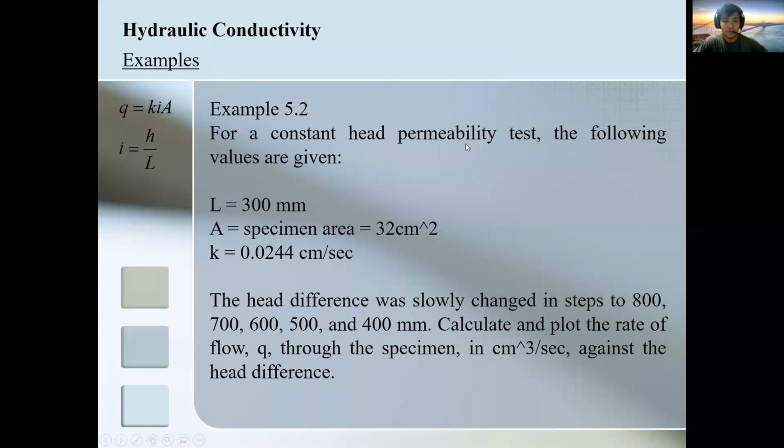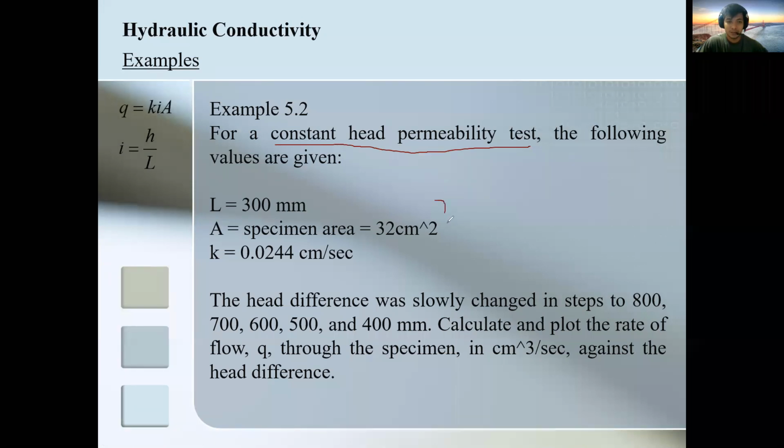Okay, so example 5.2. Still constant head permeability test. And you're just given these data: the length, the specimen area, and the K. The head difference was slowly changed in steps to 800, 700, 600, 500, and 400 mm. Calculate and plot the rate of flow Q through the specimen in cm cubed per second against the head difference.